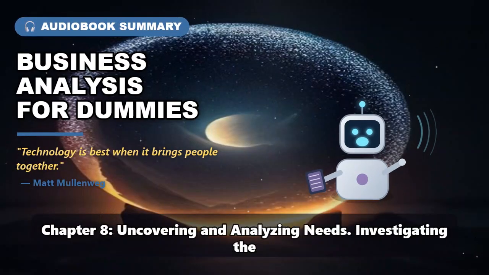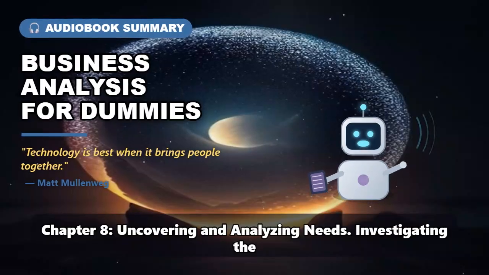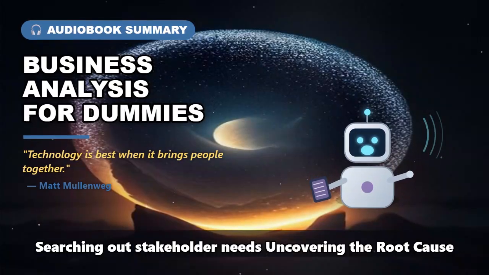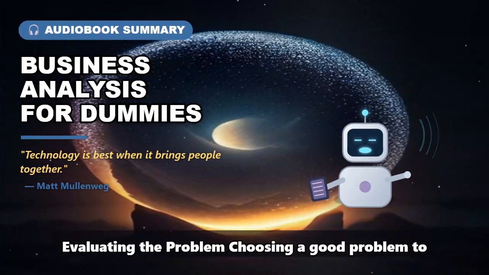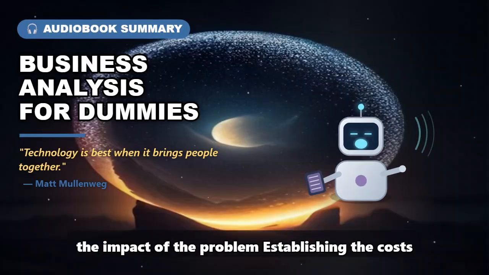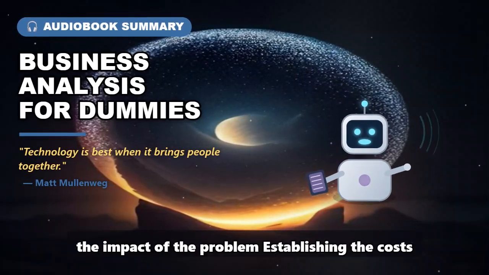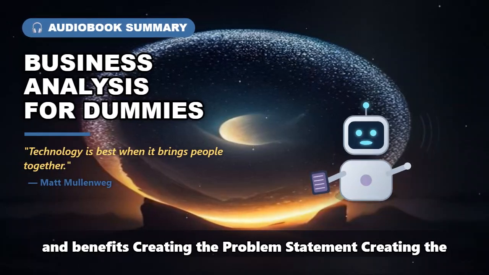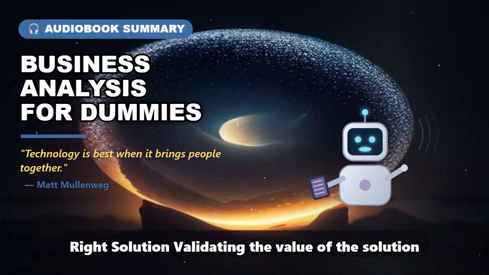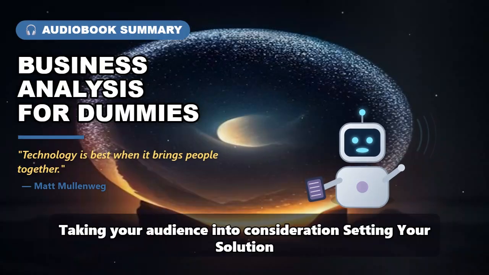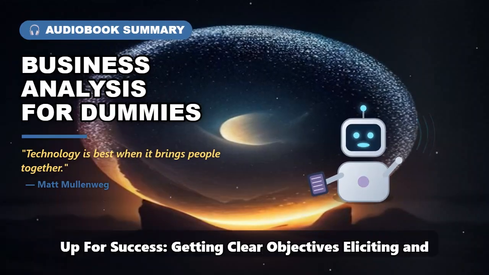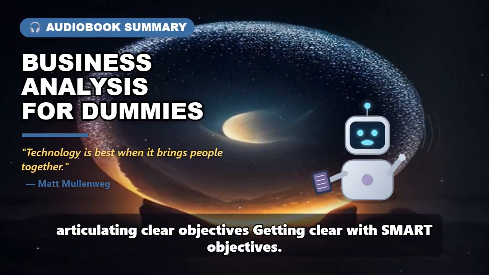Chapter 8: Uncovering and analyzing needs. Investigating the needs, discovering a company's specific business needs, searching out stakeholder needs, uncovering the root cause, evaluating the problem, choosing a good problem to solve, figuring out whether the problem matters, determining the impact of the problem, establishing the costs and benefits, creating the problem statement, creating the solution position statement, knowing when you have the right solution, validating the value of the solution, taking your audience into consideration, setting your solution up for success, getting clear objectives, eliciting and articulating clear objectives, getting clear with SMART objectives.